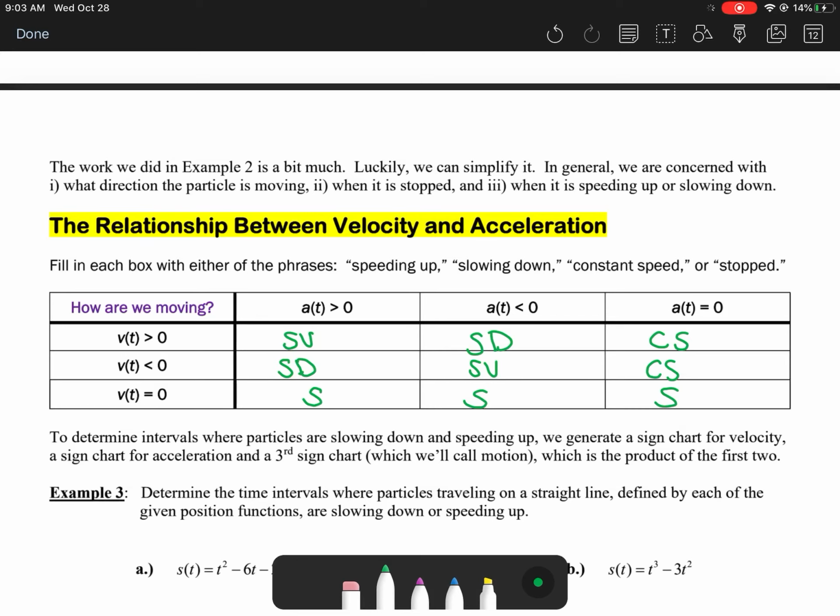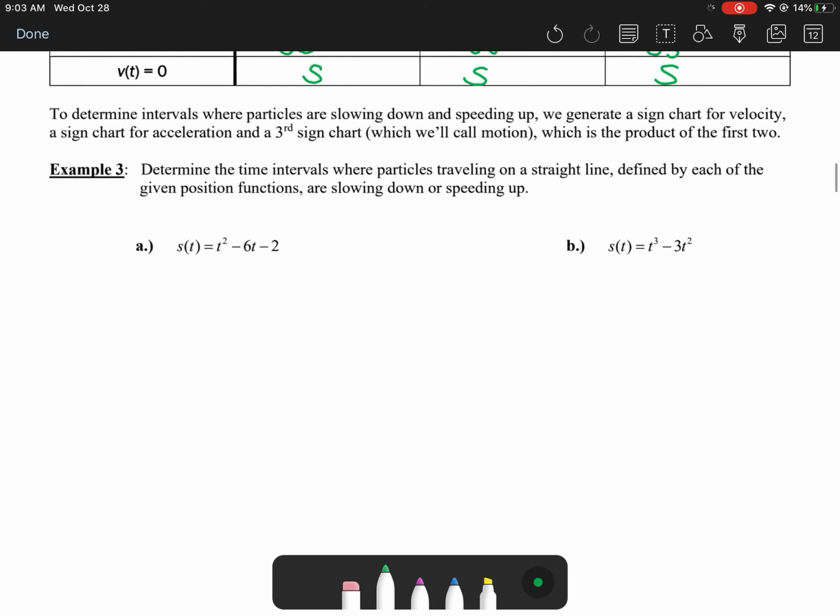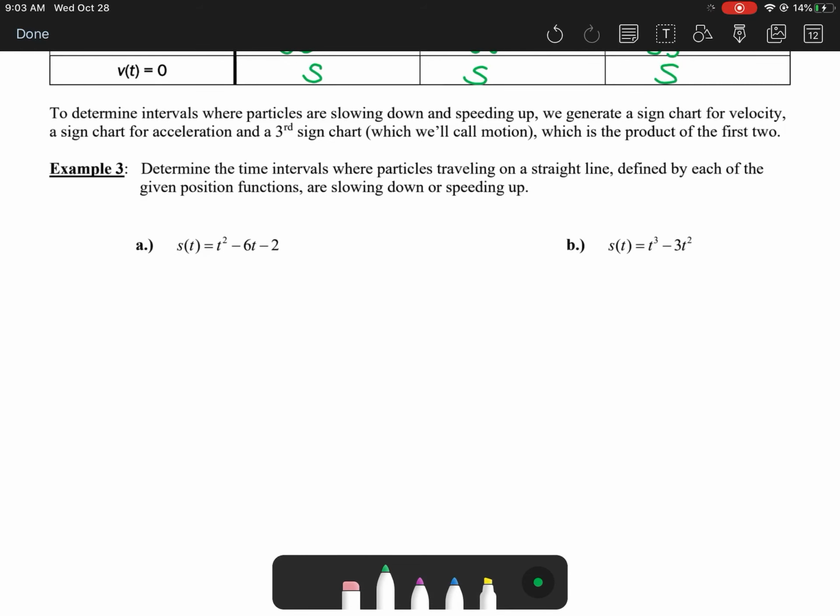So determine intervals where particles are slowing down and speeding up. We generate a sign chart for velocity, a sign chart for acceleration, and a third sign chart, which we'll call motion, which is the product of the first two. Okay, so let's look at some examples.